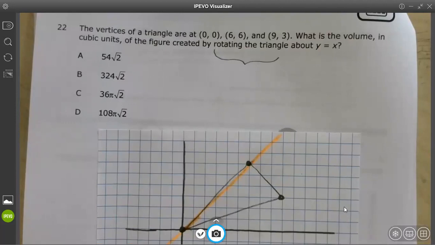Think about if I put some ink on the outside corner, not the middle corner, and I spun that triangle. What shape is it going to make? A circle. So the base is going to be a circle. What's going to happen at the top?